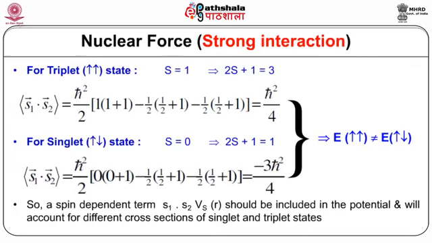So it is clear that when the spins are parallel, that is the triplet state, and when the spins are anti-parallel, in the singlet state, the expectation values of S1 dot S2 are different. So a spin dependent term S1 dot S2 V(r) should be included in the potential and will account for different cross sections of singlet and triplet states.